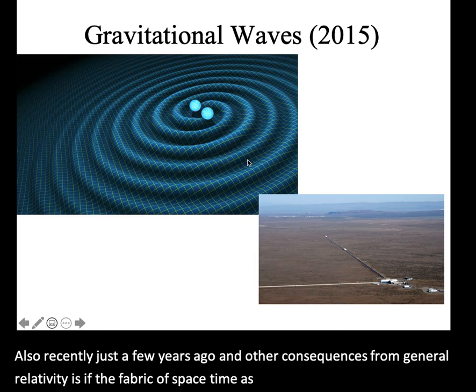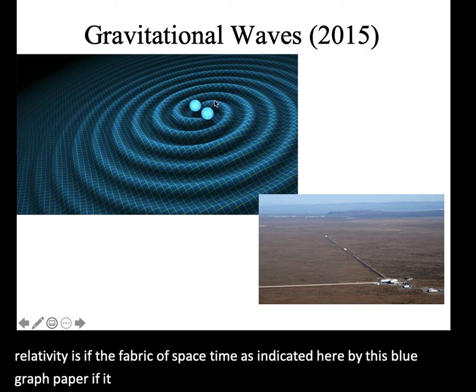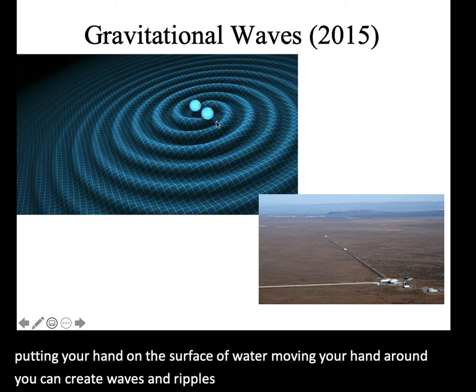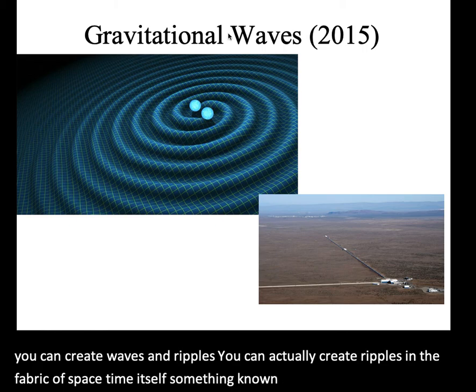Also recently, just a few years ago, another consequence from general relativity: if the fabric of space-time, as indicated here by this blue graph paper, is warping due to gravity, then you can imagine, just like putting your hand on the surface of water and moving your hand around, you can create waves and ripples. You can actually create ripples in the fabric of space-time itself, something known as gravitational waves.